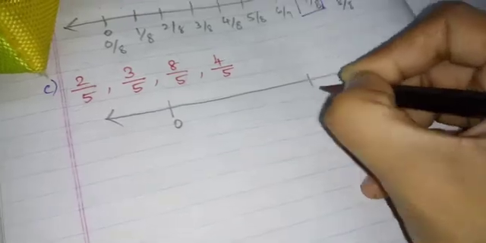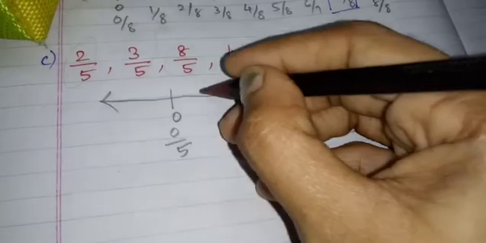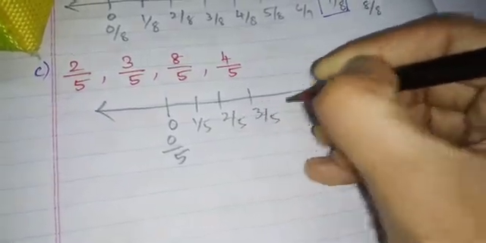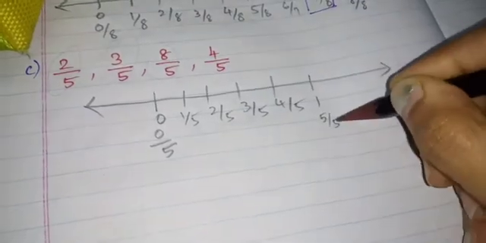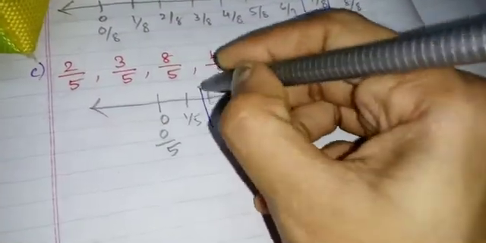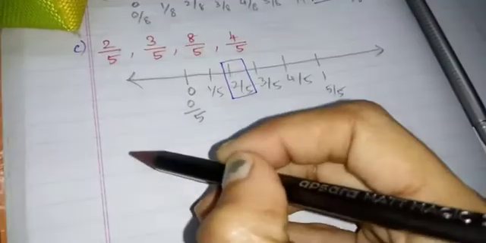Okay? So, 0 and 1. What will you write for 0? 0 by 5. What will you write for 1? 5 by 5. Now, 1 by 5, 2 by 5, 3 by 5, 4 by 5, 5 by 5. So, in this, where is this 2 by 5? Here. So, you can put a box like this.